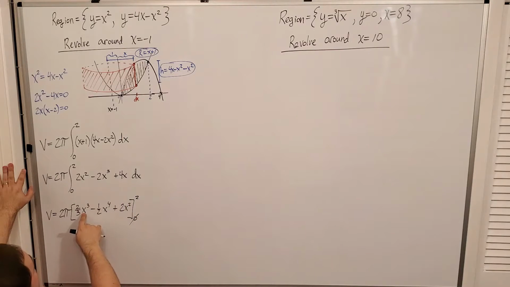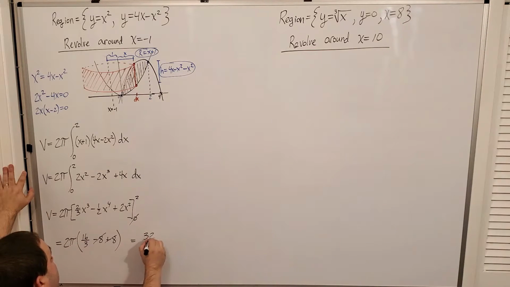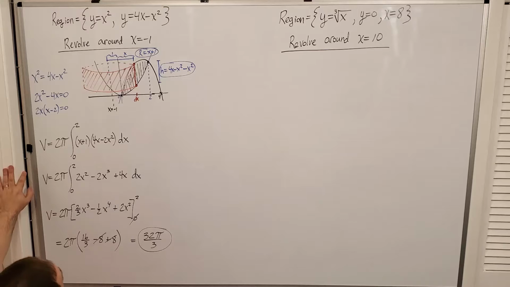So I've got 2 cubed, which is 8. 8 times 2/3 is going to give me 16/3. 2 to the 4th is 16 times 1/2 is 8, so minus 8. And 2 squared is 4 times 2 is also 8, so plus 8. Well, that's a nice how do you do. Minus 8 plus 8, we're going to add the 0, leaving me with a total of 32 pi over 3 for my volume there.